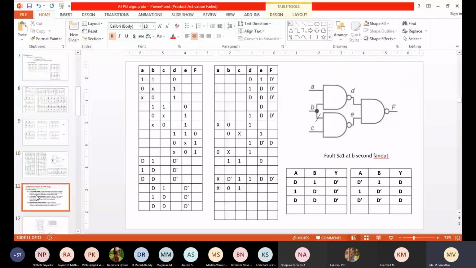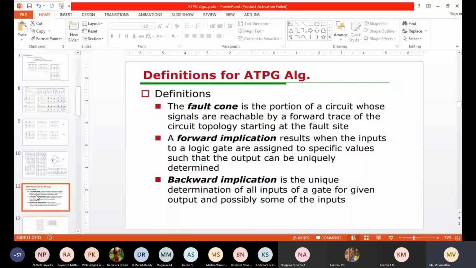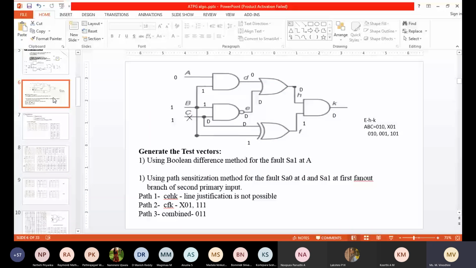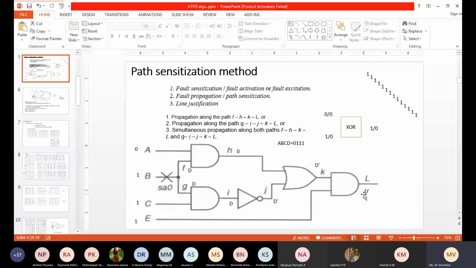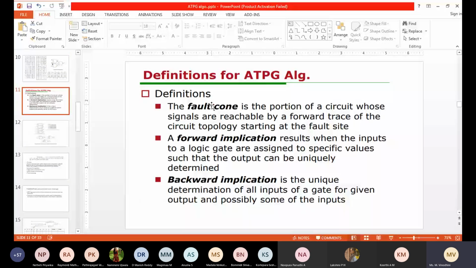So next I will move on to a few definitions. Fault cone. Suppose this is your circuit, maybe I'll take a bigger one. Here, fault cone means, when you want to get the test vector in some algorithm, in some methods, the circuit is very big or huge. We divide the circuit into small parts and analyze part by part.